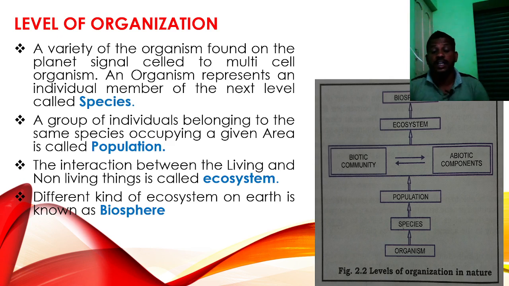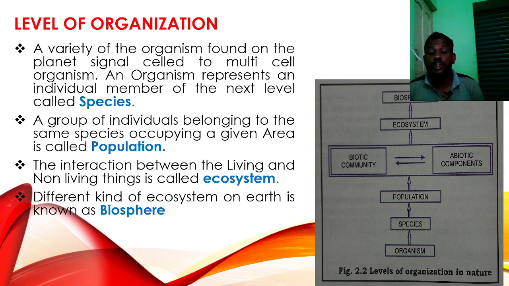It means the particular organism, or the individual organism which represents their own kind, is known as the species. For example, a dog is a species, a cat is also a species, and a human being is also a species. These all are species. Next point is the population.